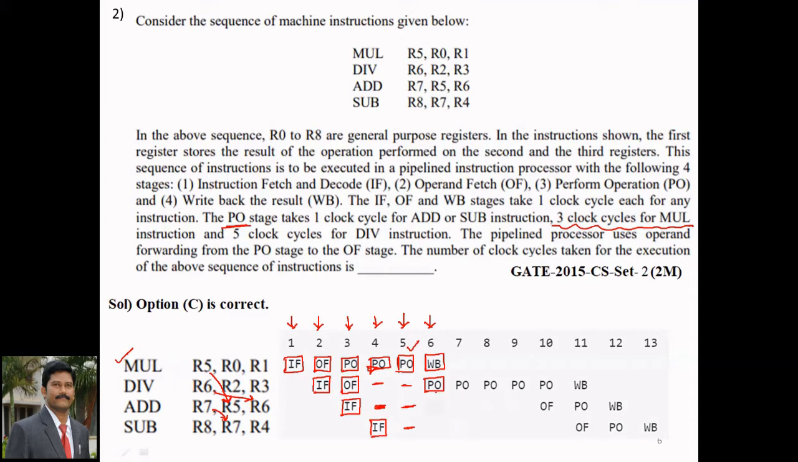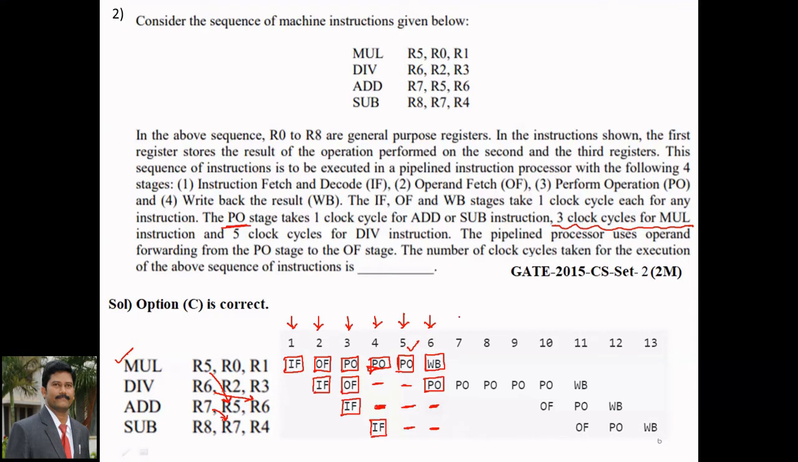Okay, but the add instruction, this operand fetch, it has to wait, because until the PO operation execution, this R6 we need, right? Until the PO operation, it has to wait. And here also there is a data dependency, it has to wait until the PO operation, right?